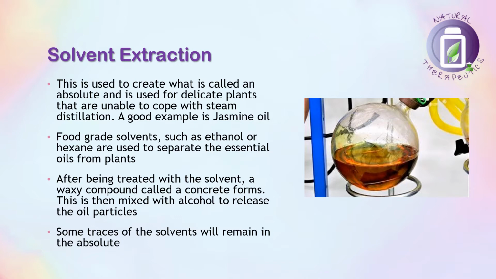Food grade solvents such as ethanol or hexane are used to separate the essential oil from the plants, and then after being treated with the solvent, a waxy compound forms, and that's called a concrete, and then this is mixed with alcohol to release the oil particles. And obviously some traces of the solvents will remain in the absolute, but that's fine because it's food grade.